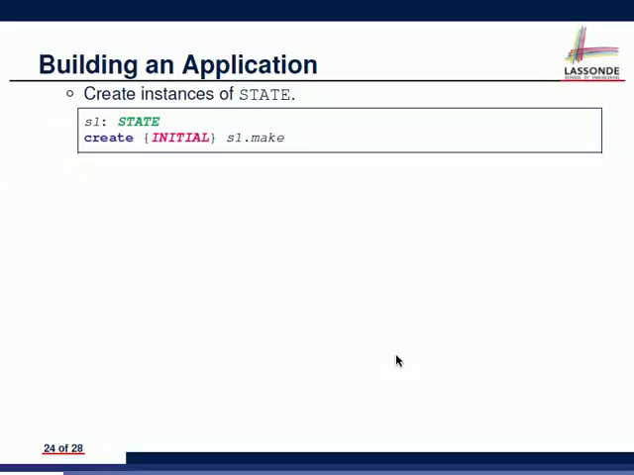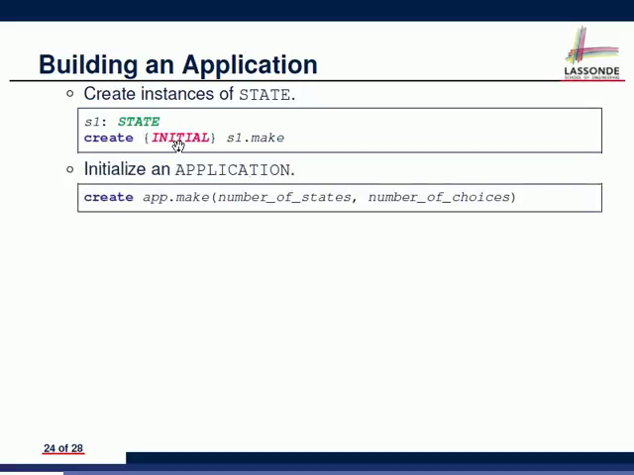Okay. So now, how do we create an instance of state? We have seen this already. You declare the green here as the static type, and the red here as the dynamic type. And also, how do we initialize an application? When you try to create a new application, you have to say how many states we have and how many choices of transition we have. So these are the ordinary parameters.